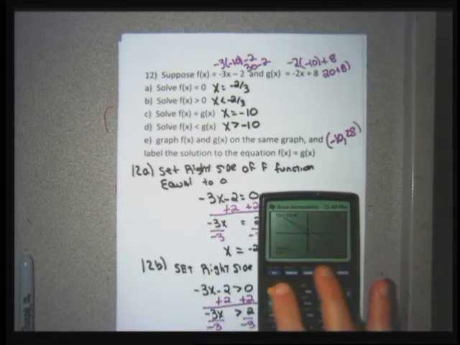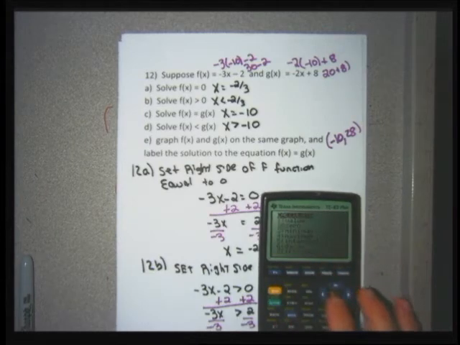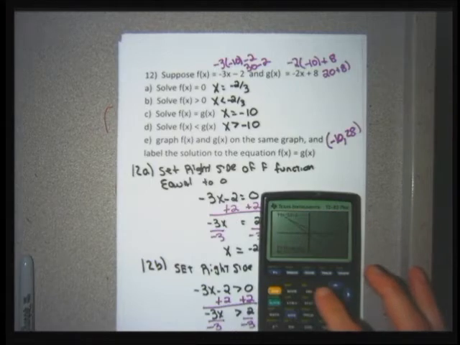I go second, trace, go down to number 5 that says intersect, and then use my cursor and trace as close as I can to where the graphs intersect, and then hit enter 3 times and you'll be okay.